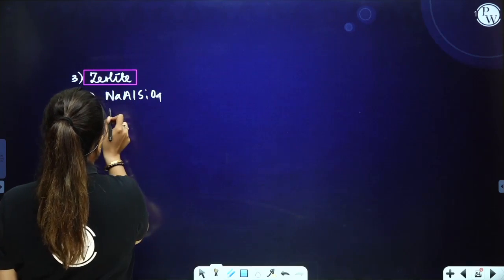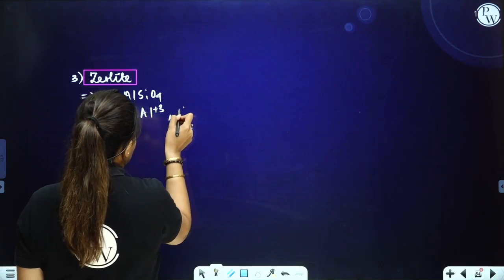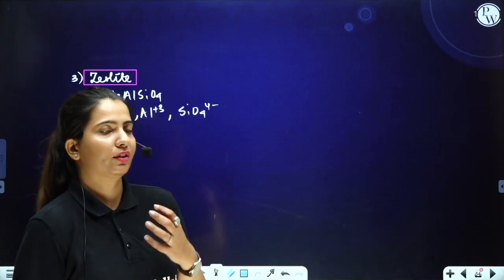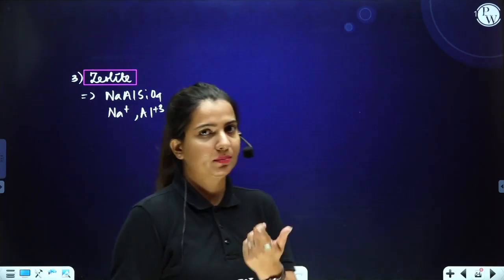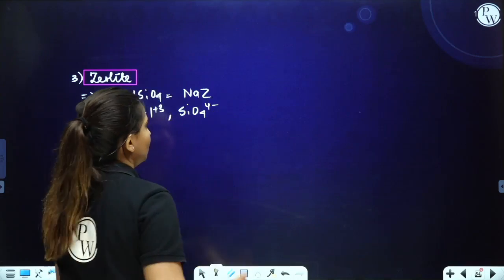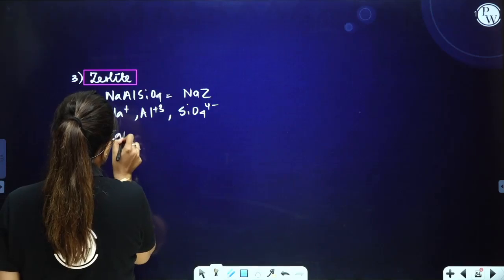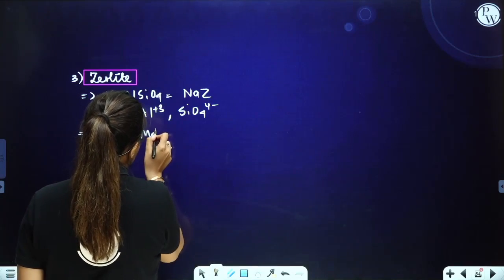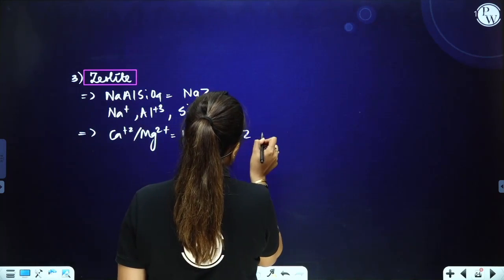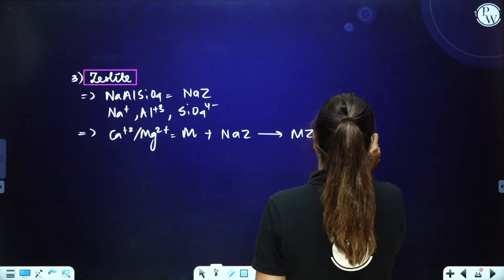We take Na as +, aluminium is +3, and this is SiO4 4-. So the charge is balanced. Total positive charge is +4, total negative charge is -4. Okay, so we call it NaZ. So what happens? The calcium or the magnesium ions, we call it M, react with this NaZ in the water and form a compound MZ2, and Na+ is removed.